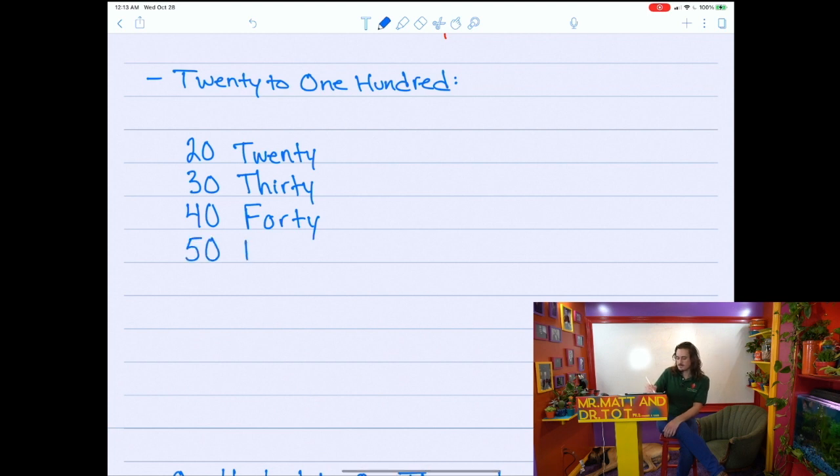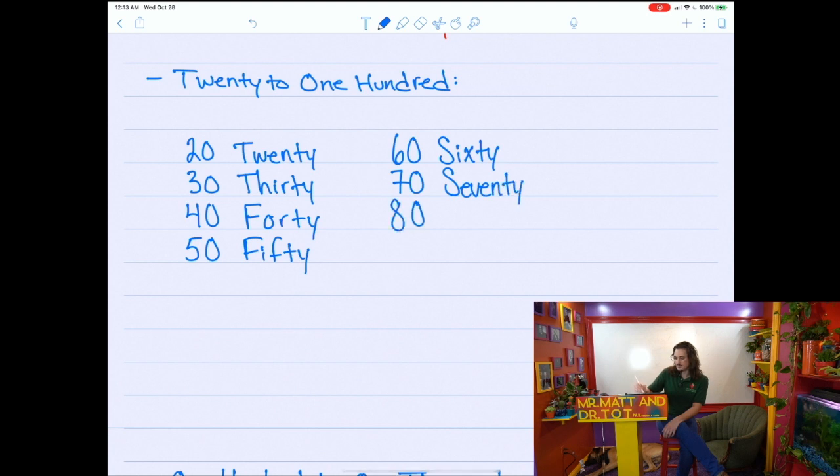50, 60, 70, 80, 90. After 90, we would roll over to 100, which would really just literally be written out as 100.